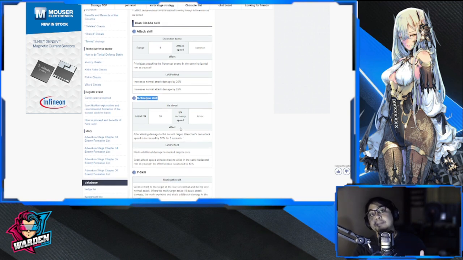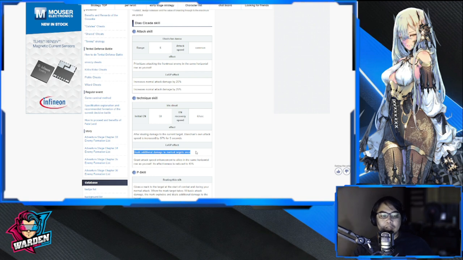The effect is, after dealing damage to the current target, Diao Chan's own attack speed is increased by 57% for 5 seconds. This particularly is going to be good in bosses. Attack speed is actually very good. Level up effect deals additional damage to the marked target once. Again, she's going to be good for PvE bosses. Grants attack speed enhancement to all allies in the same horizontal row as yourself, but its effectiveness is reduced to 43%. Basically, what they're saying is in the same row, if you have, for example, another militarist at your back, then she could grant attack speed to that figure.